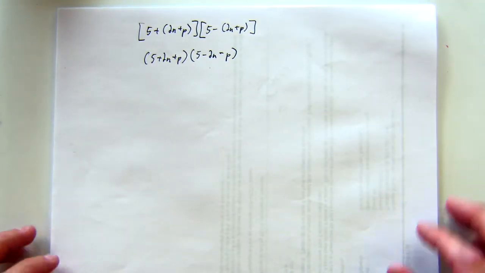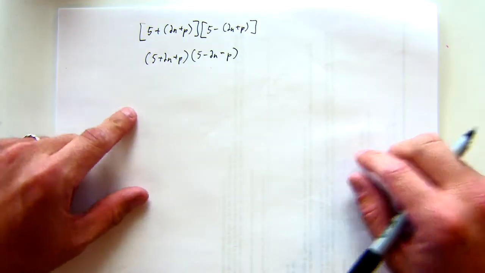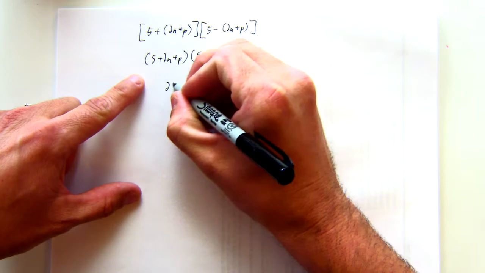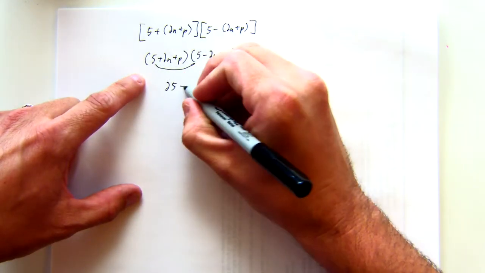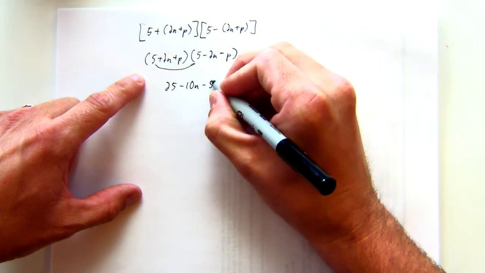So now it looks a little bit more familiar. It looks more like a trinomial times a trinomial. And we just use the extended distribution method. So 5 times 5 is 25. 5 times a negative 2n is a minus 10n. And then 5 times the negative p is a minus 5p.